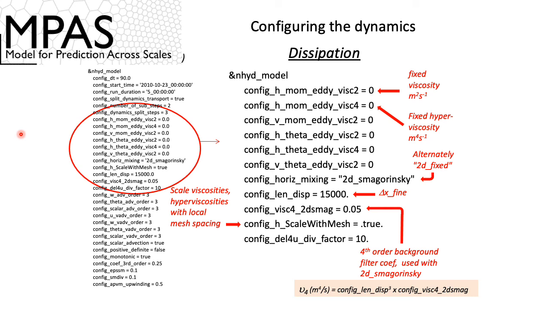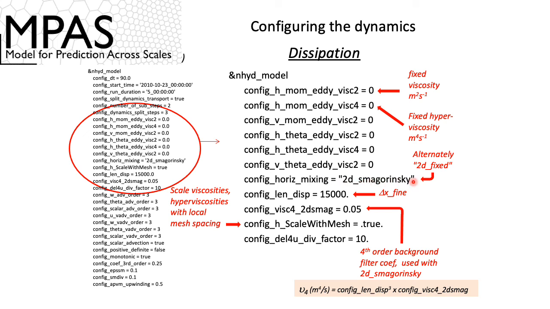So, configuring the dissipation. There are a number of parameters you can set in the namelist.atmosphere where these coefficients are set. The first one to look at is which form of dissipation you want to use. The default is a 2D Smagorinsky.